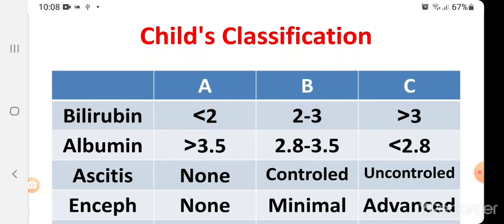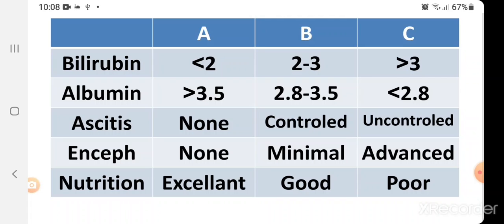This is the Child classification. I bring it for you here because it's very important, and you should go and read about it. It divides patients with liver problems into A, B, and C. A is the better one, going towards normal, and C is the worst one. You can classify them by the bilirubin, albumin, ascites, encephalopathy, and nutrition. Go and read about this and try to understand it, using the literature on the internet.